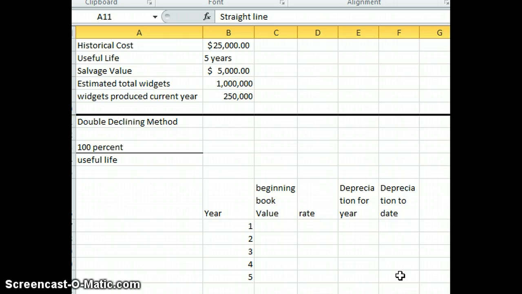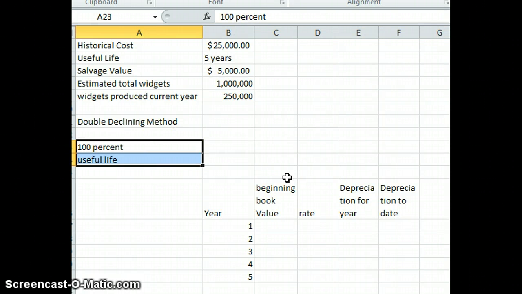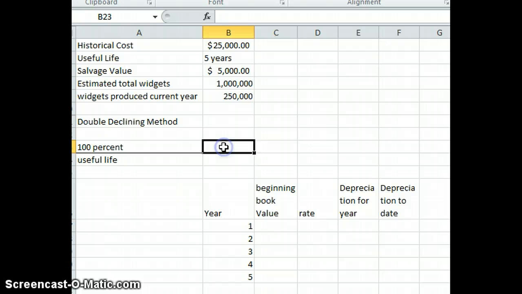The double declining method is based on taking straight line depreciation and doubling it. So we have a little formula here that shows 100% divided by useful life. And this essentially will find out the percent for every year. So for ours, we'll take 100%, so that's the number 1, and we will divide it by the number of years in our useful life, which is 5.